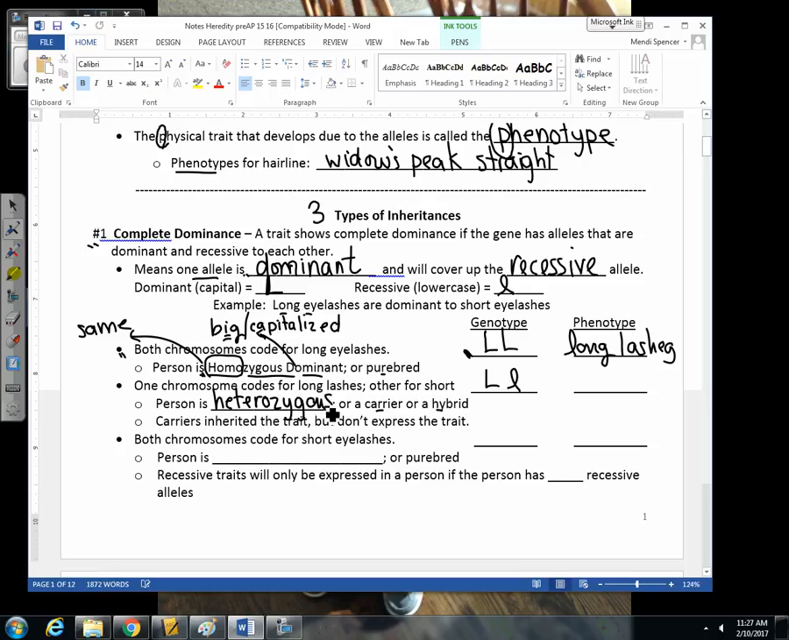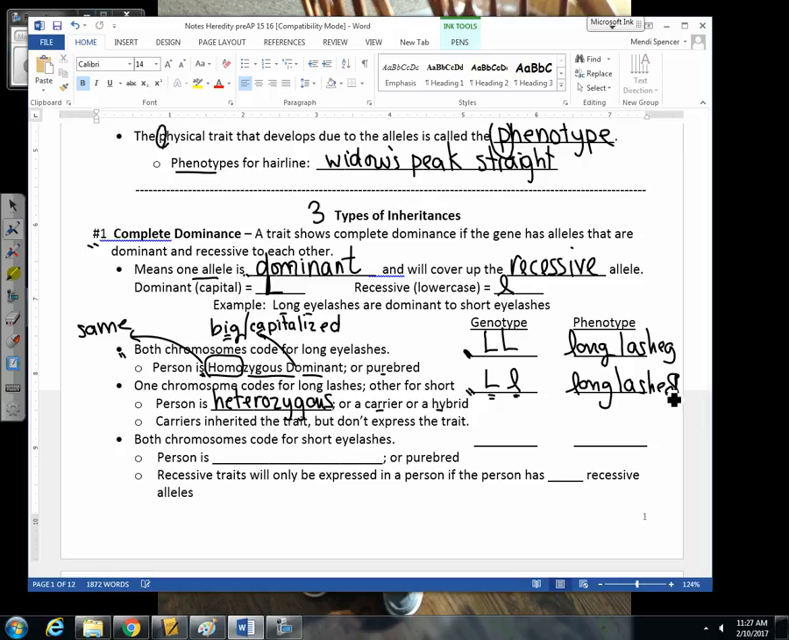So if I say a person's heterozygous or I say they're a carrier, you have to know to write a big and a small letter for their genotype. But since long is dominant to short, then this person is still going to have long lashes, because it's like the dominant one will completely cover up the recessive allele.